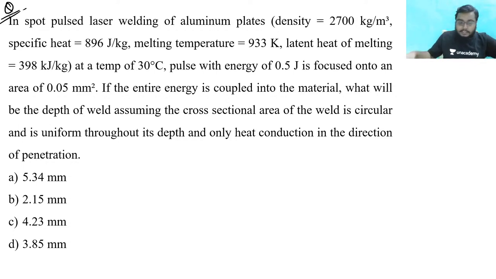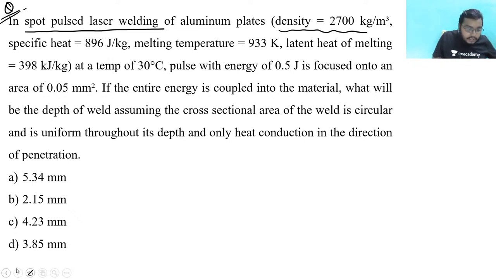So basically, see, in this question there is spot pulsed laser welding. Okay, I have not taught these things, don't worry, just understand the concept of what is being told. In spot pulsed laser welding of aluminum plates, the density is given, specific heat is given. So let me change the color. This is density, this is specific heat C, melting temperature TM, latent heat of melting L.